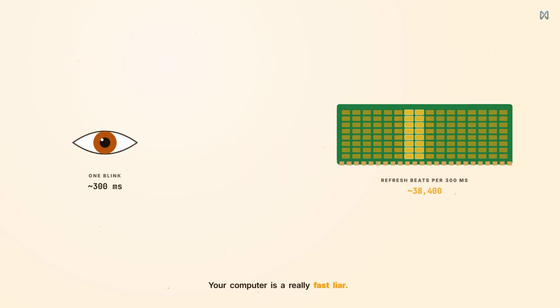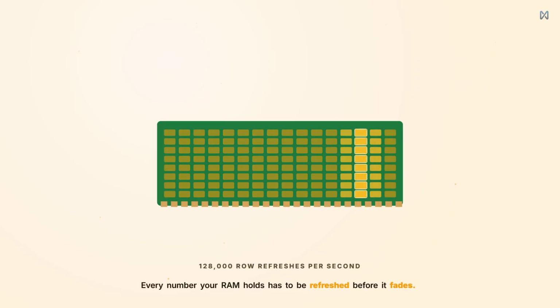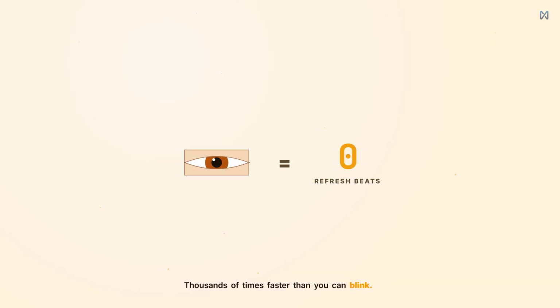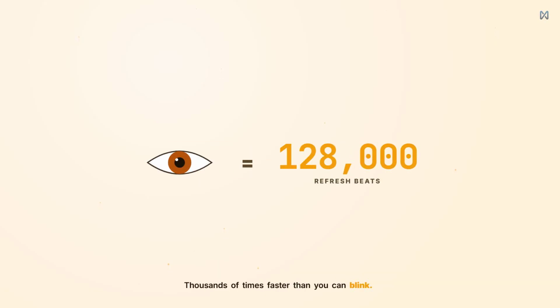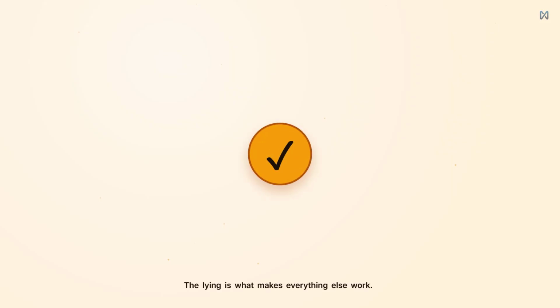Your computer is a really fast liar. Every number your RAM holds has to be refreshed before it fades, thousands of times faster than you can blink. The lying is what makes everything else work. By minute 3, you will know exactly why.